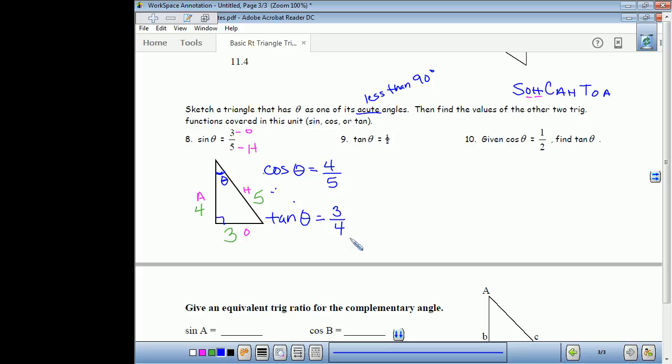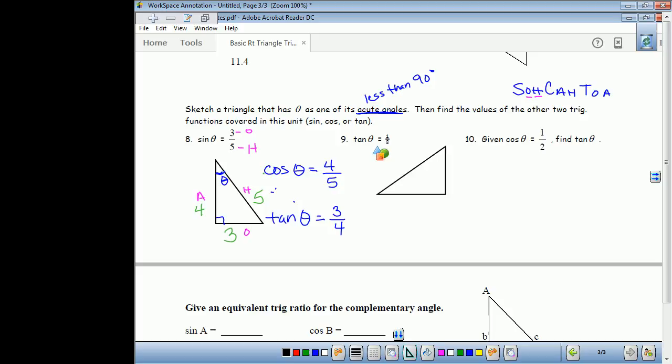One question. Yes. When we draw in the triangle, where can we put the theta? Anywhere? It can be either of the acute angles. So it could be here, it could be there. It just can't be the right angle. Okay. The way to put it, it's up to you, right? It sure is. Okay.